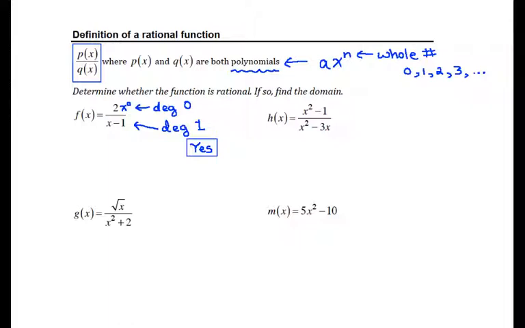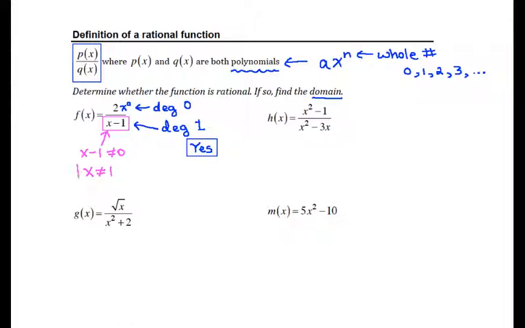Because it's a rational function, we will find the domain. And the way we find the domain of a rational function is always the same. We just take the denominator, x minus 1 in this case, and we say that that denominator cannot equal 0, because that would give us a division by 0 error. So if x minus 1 can't equal 0, then that gives us an equation that we could solve to find out what x cannot be. Adding 1 to both sides, we can see that x cannot equal 1.